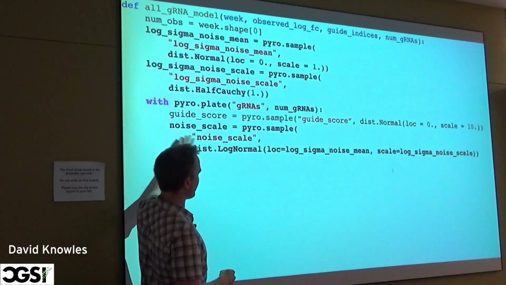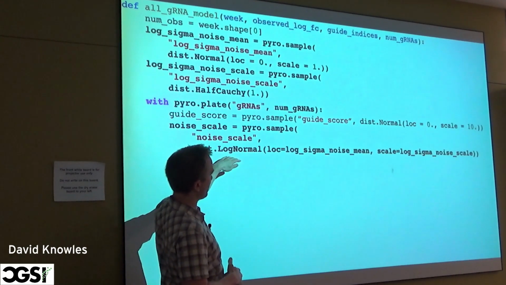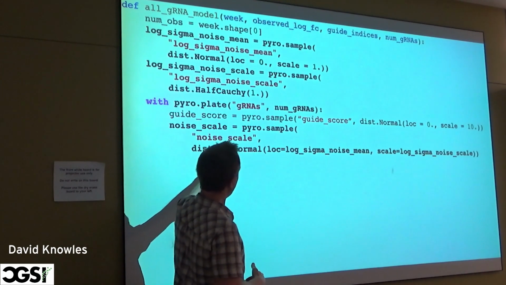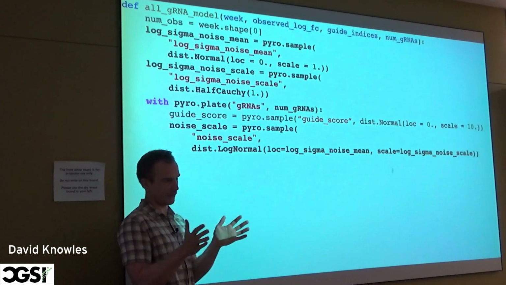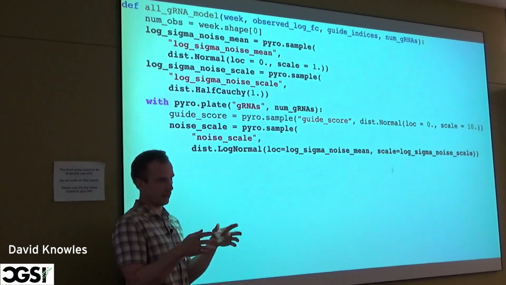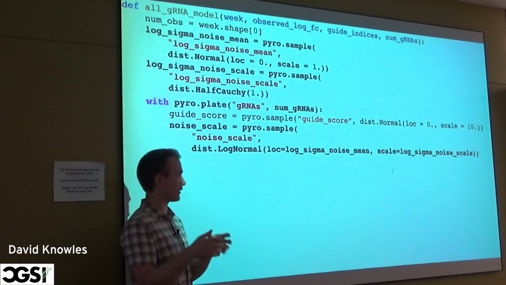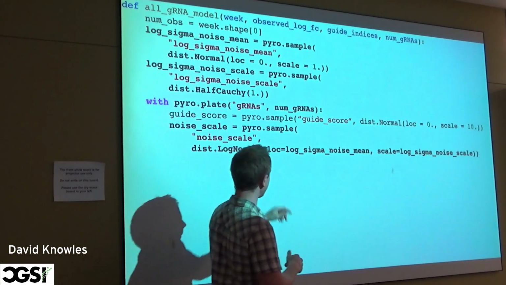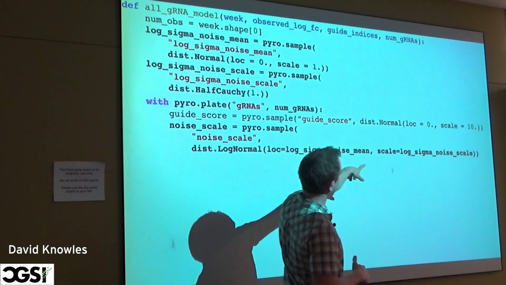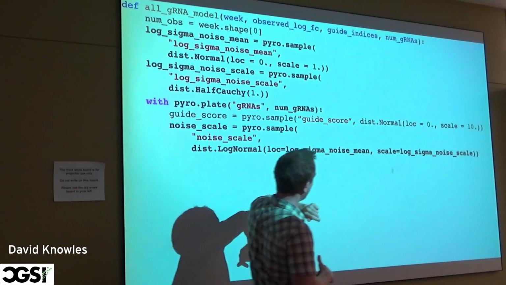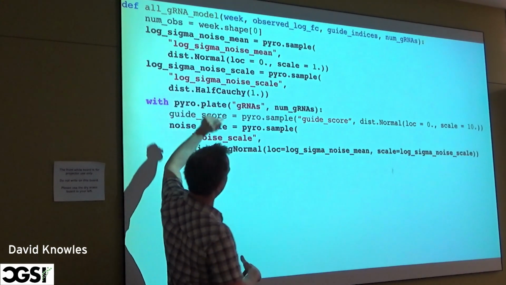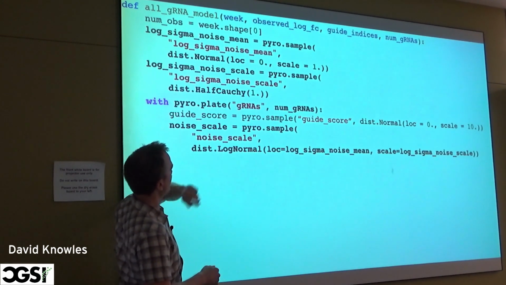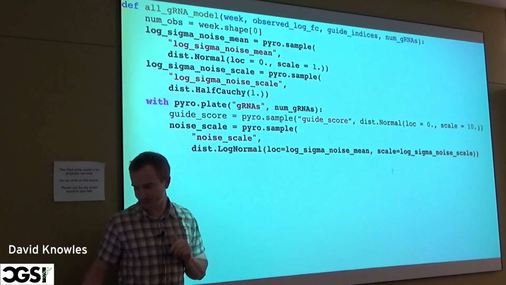It needs to be positive. So instead of sampling it from a normal distribution, we sample it from a log normal distribution. A log normal distribution is just what you get if you take a normally distributed variable and then exponentiate it. So now it has to be positive. And the mean and standard deviation of that normal distribution is given by these two new parameters that I introduced that are shared across all of the guides.